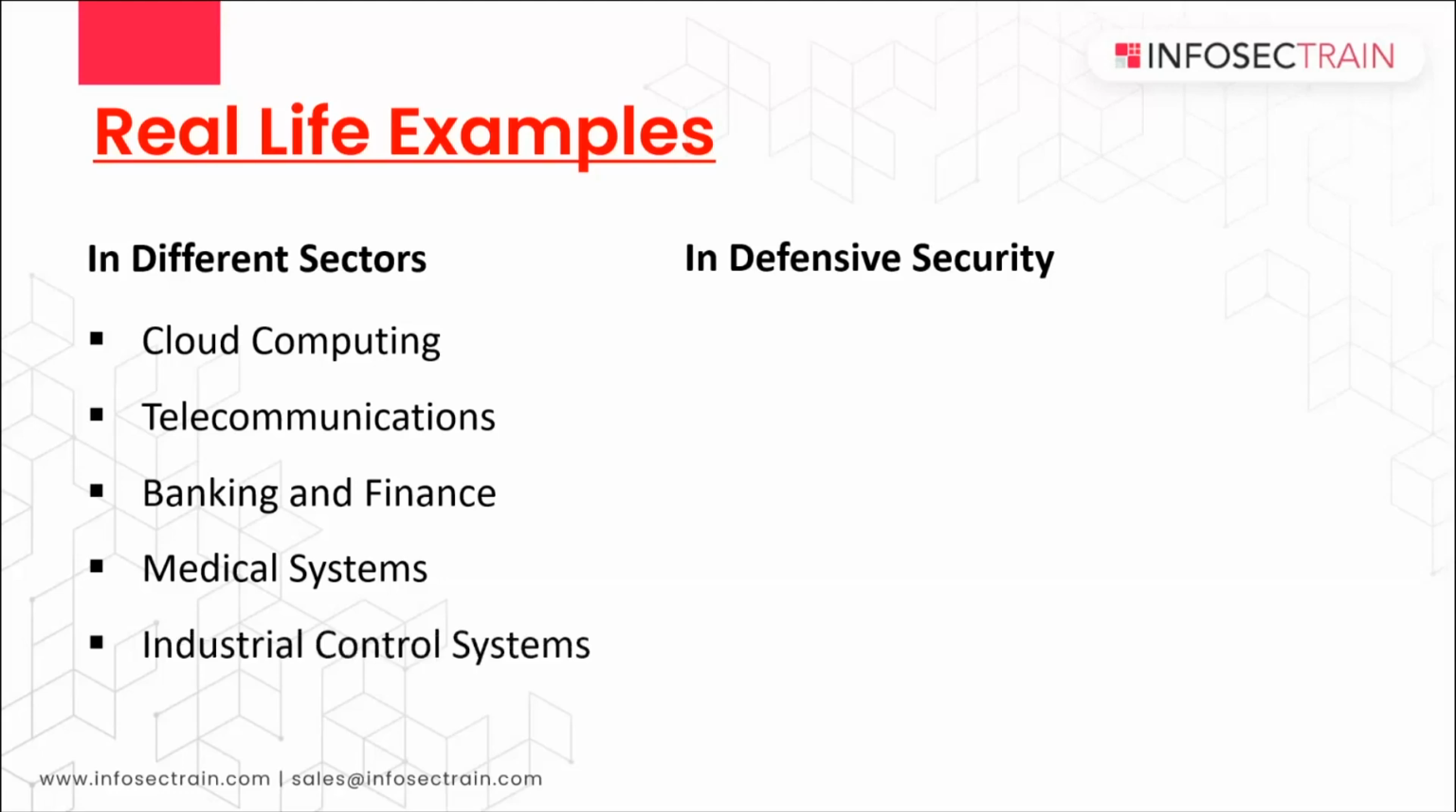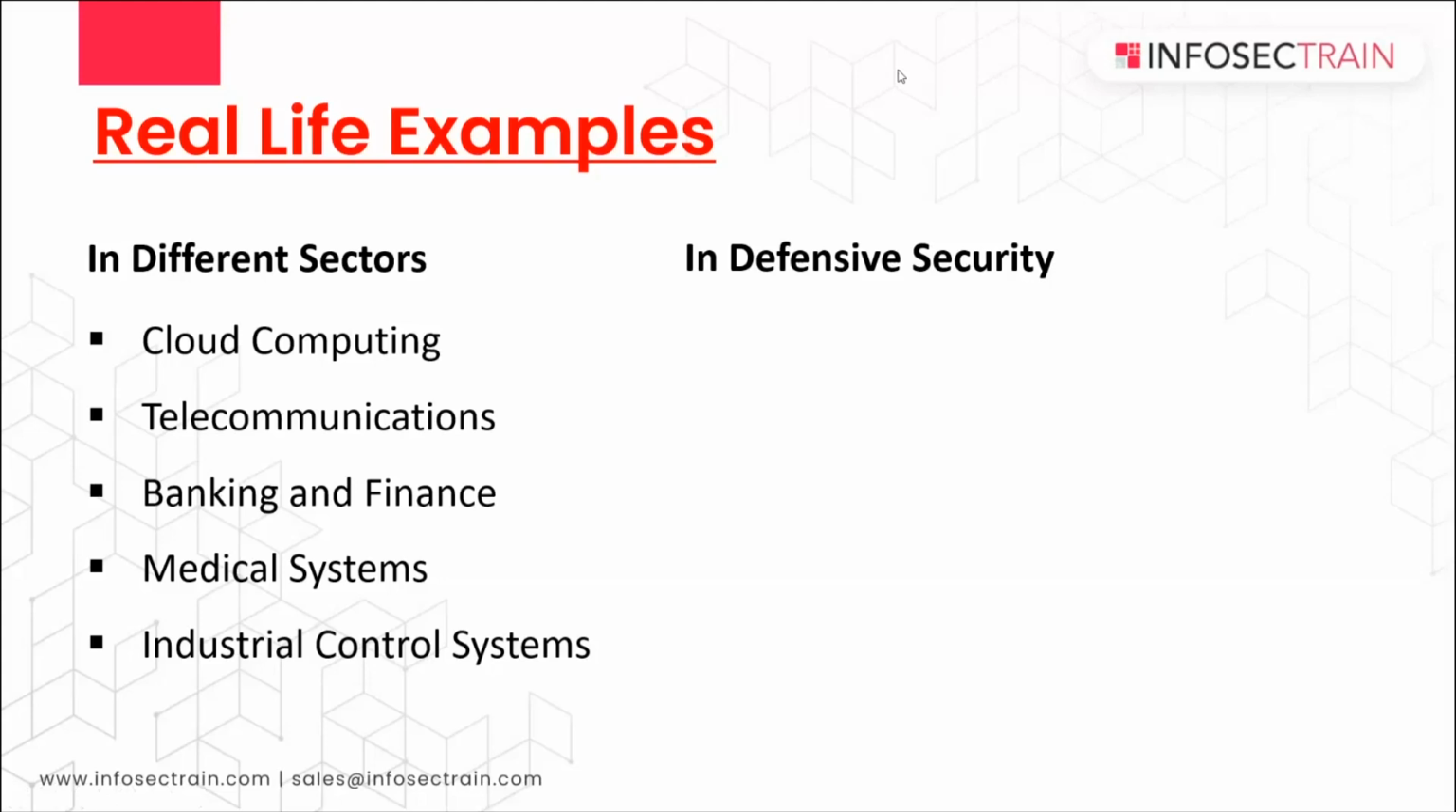Then what about next? Industrial control systems. Industrial control systems such as power plants and manufacturing facilities also require a high level of network redundancy to ensure that critical systems remain operational. They also use redundant network connections and backup systems to ensure that their control systems can be accessed and operated even in the event of a network outage.